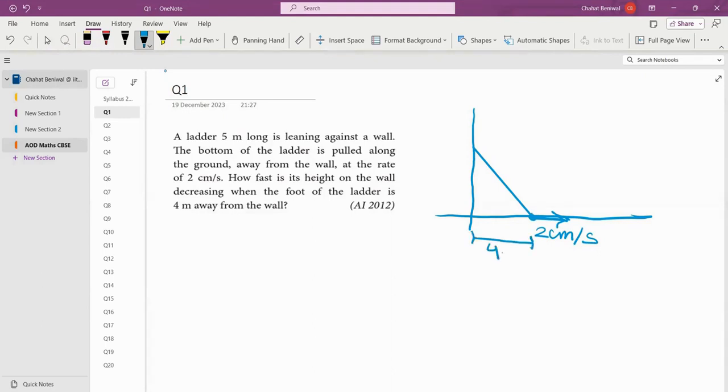How fast is the height on the wall decreasing when the foot of the ladder is 4 meters away from the wall? Before starting any problem, we'll try our best to visualize what the problem is saying by making a small diagram. What we need to find is the rate at which this height is decreasing, so basically dh by dt. Since the ladder is rigid, when it shifts toward this side, obviously the height is going to decrease.